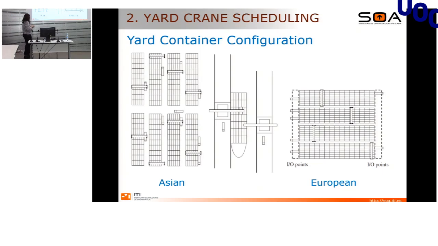And in the European configuration, trucks are not allowed to travel among the blocks. There are some input-output points, so the truck is located at one of the input-output points, and the crane moves to this point to deliver or to pick up the container.